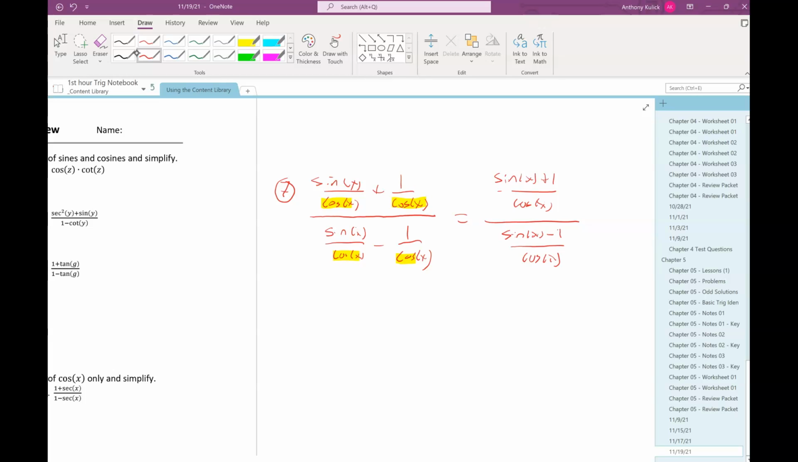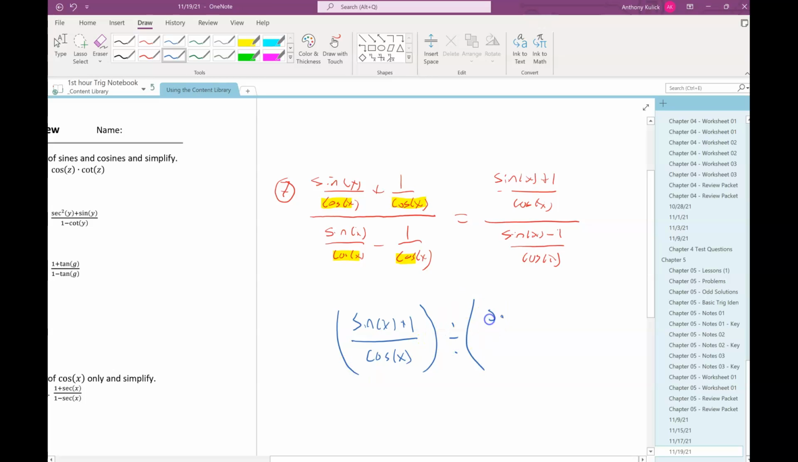Okay, so everybody's happy with where we're at right now? When I see a fraction on top of another fraction like this, what I'm really going to think about is a division problem, because a fraction is really the same thing as division. So instead of the big fraction, I'm thinking of the division of two smaller fractions, because this is something I know how to deal with.